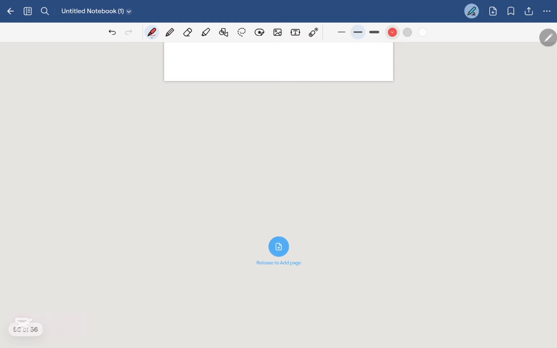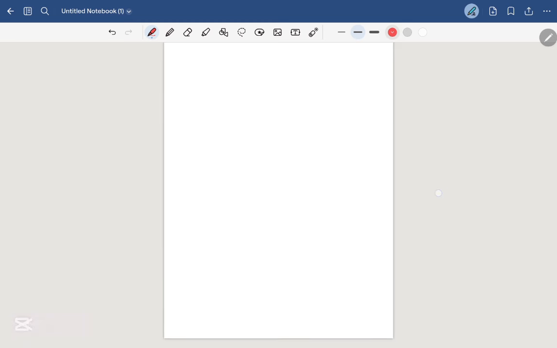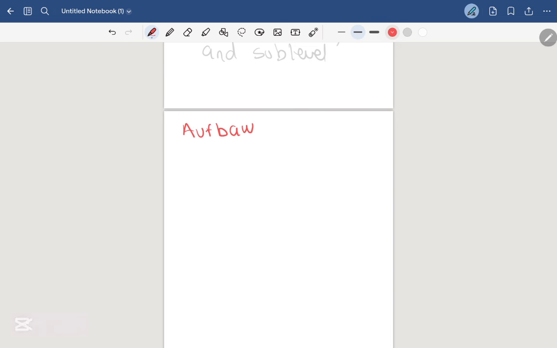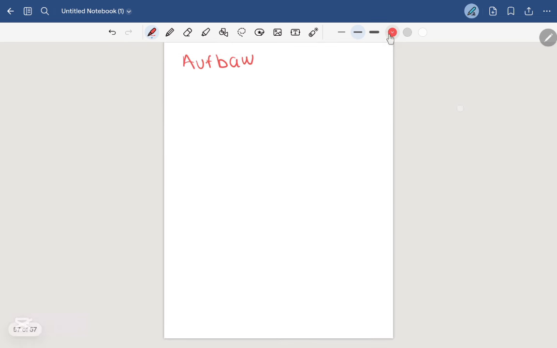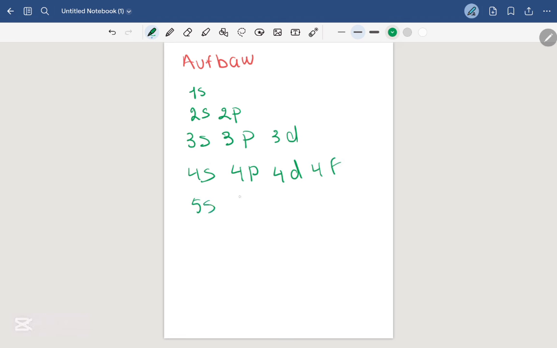Now let's explain the Aufbau principle a bit further. Aufbau said, let us order the electronic configuration in this method. You first start by writing 1s, and then 2s, 2p, and then 3s, 3p, 3d, 4s, 4p, 4d, 4f, 5s, 5p, 5d, 5f, 6s, 6p, 6d, 6f, 7s, 7p, 7d, 7f, and so on and so forth, right?